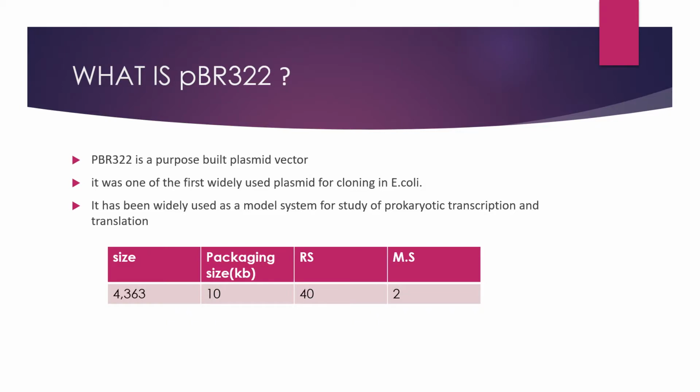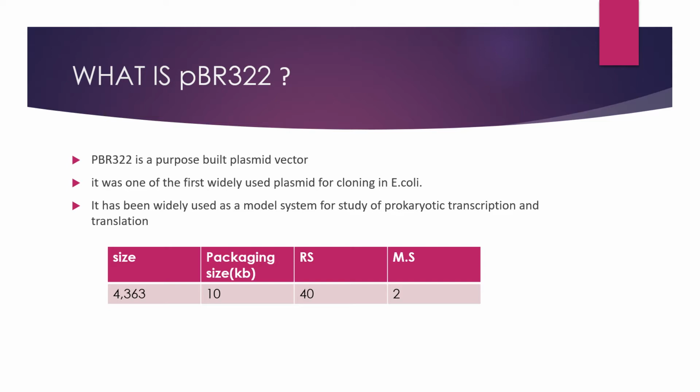So what is pBR322? It is an artificial, human-made vector. It is one of the most widely used vectors in gene cloning. The size of pBR322 is 4363 base pairs. The packaging size of pBR322 is 10 kb, which means the maximum gene of interest that we can insert into pBR322 is only 10 kb. So if our gene of interest is more than 10 kb, then we should go for other vectors.